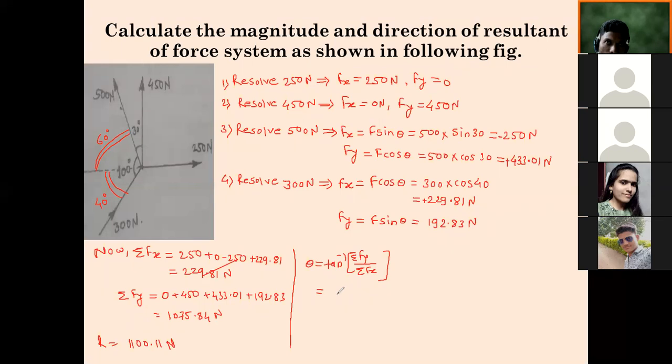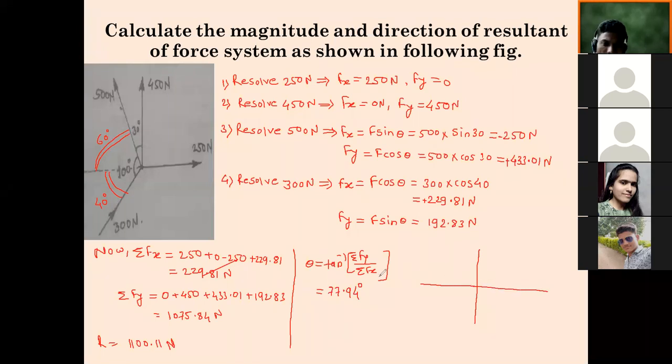77.94 is the answer. Any other? Correct, sir, 77.94 is correct. 77.94 degrees. So finally, what do we have to show? We have to show this resultant's direction and its magnitude only.